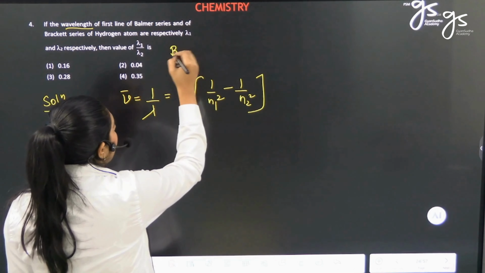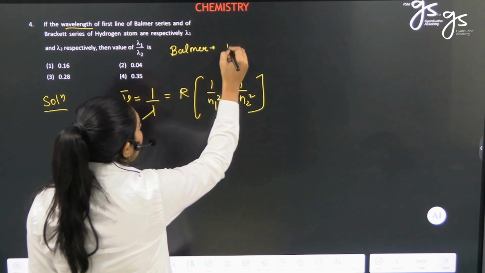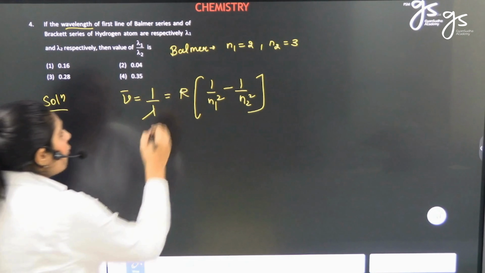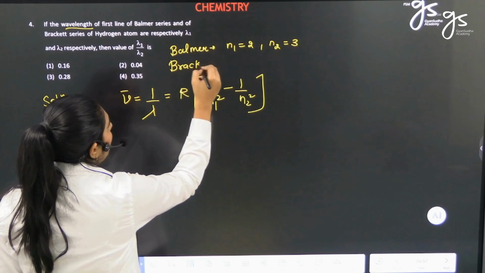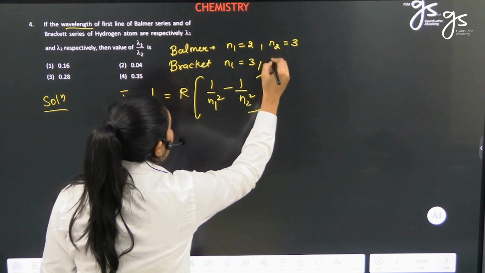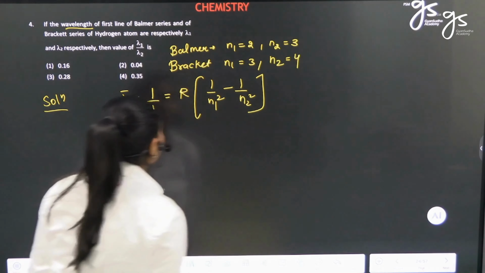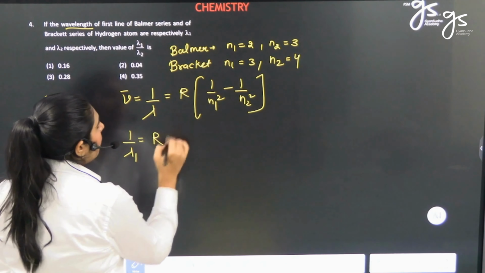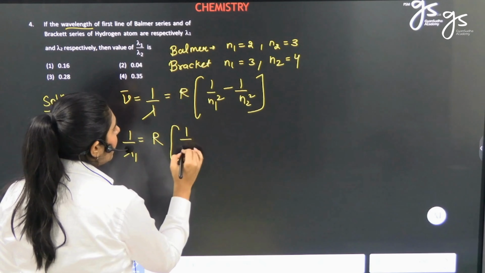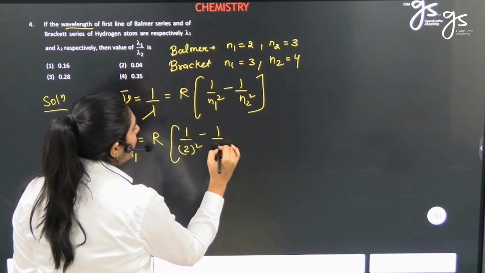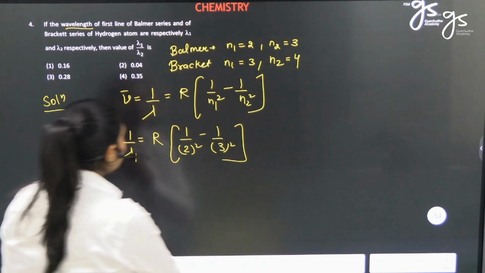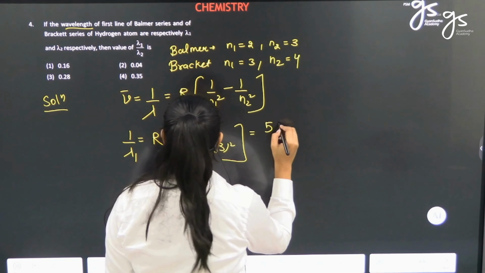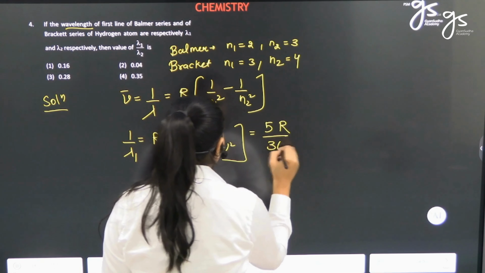Now we can see for the Balmer series, our n1 is 2 and our n2 is 3. For the Brackett series, we know that the n1 value is 3 and the n2 value is 4. So when we calculate first for lambda 1, we will take the Balmer series, that is n1 is 2 and n2 is 3. After solving, we will get 5R upon 36.